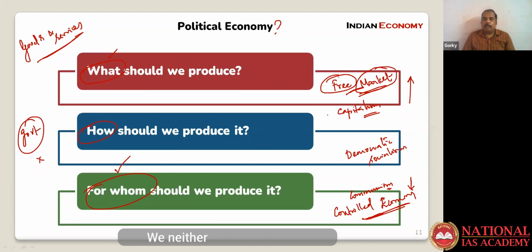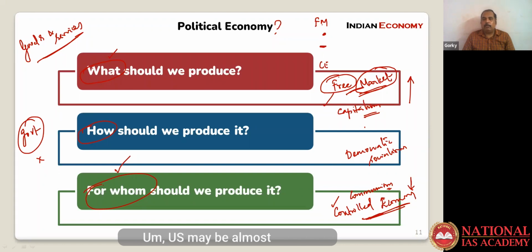We neither have free market nor do we have controlled market. Okay, so it is in between. Say, for example, this is free market and this is a controlled economy, and this is going to be the middle path. Indian economy is in this particular stage. Okay, it is almost near the free market.